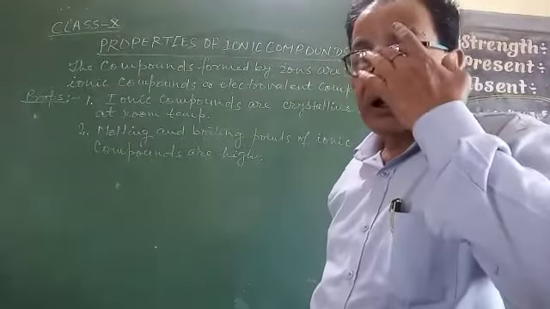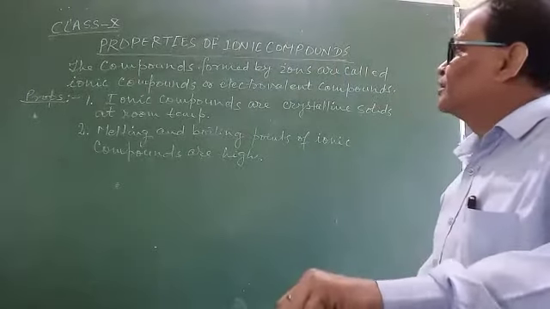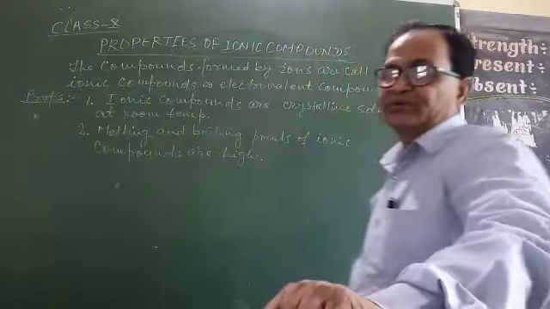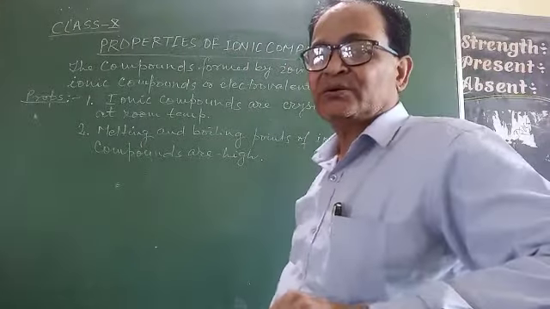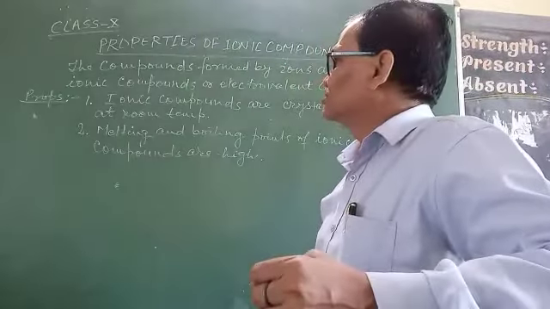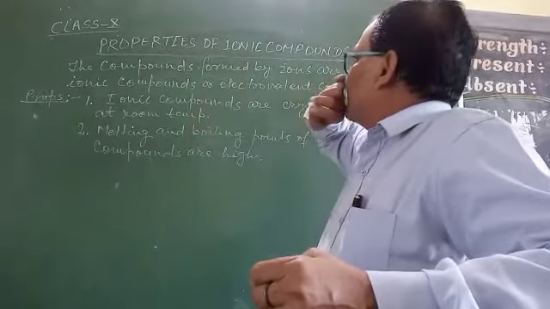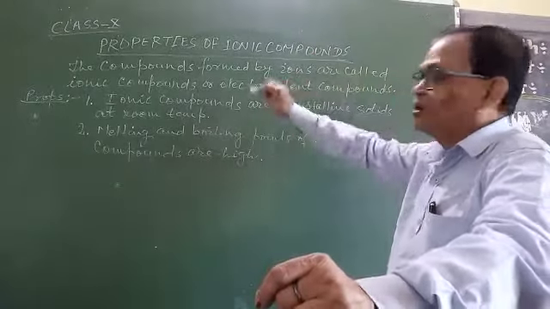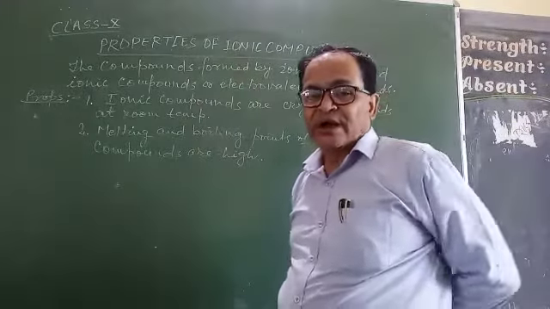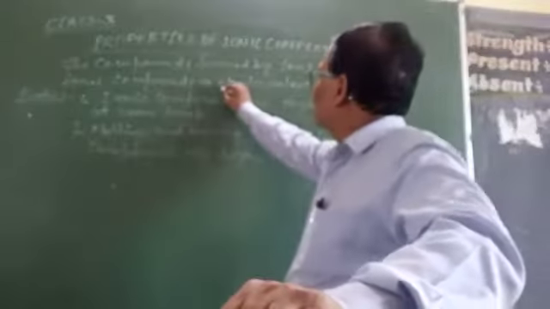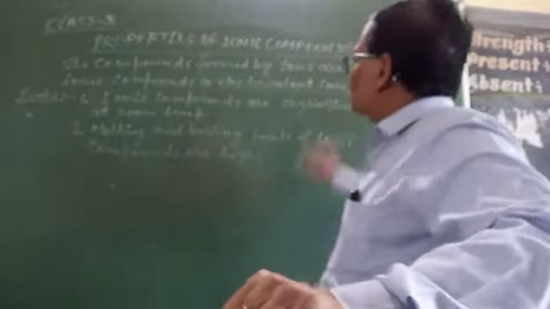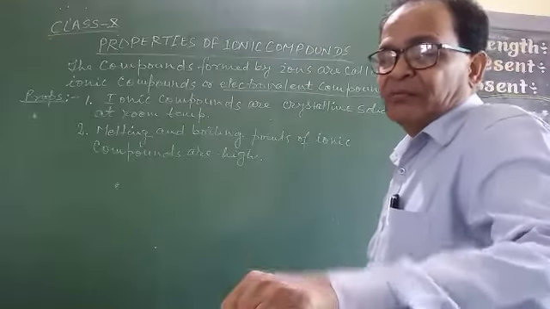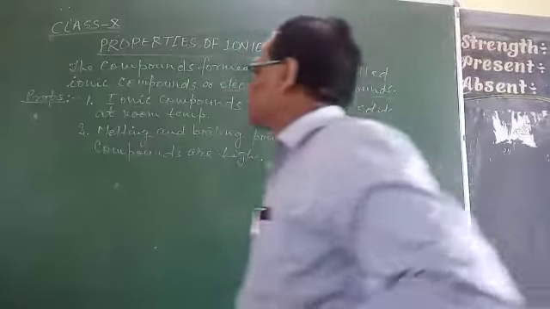Today I am going to explain the properties of ionic compounds. Ionic compounds, that is electrovalent compounds. Ionic compounds may be defined as the compounds formed by ions. Ionic compounds are also known as electrovalent compounds. There are many properties of ionic compounds.